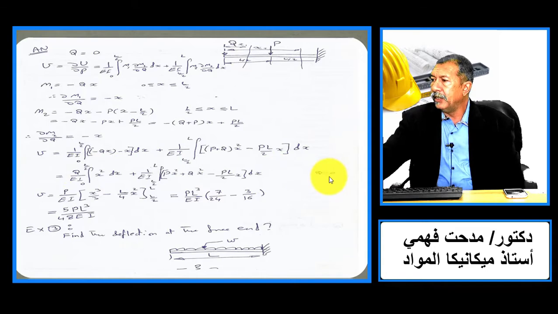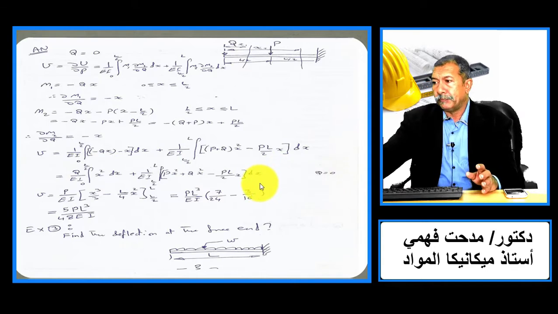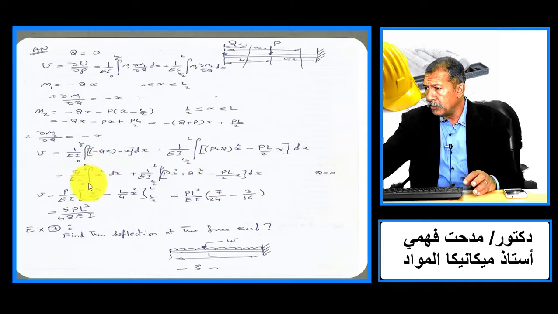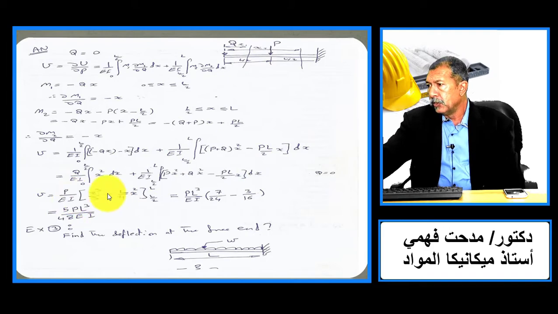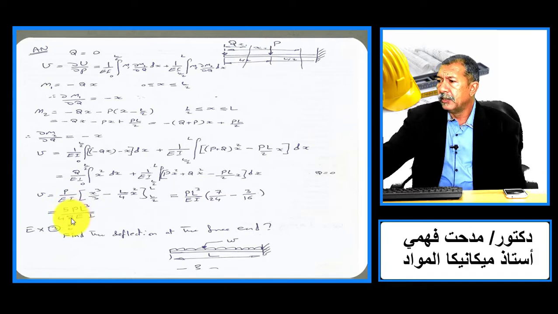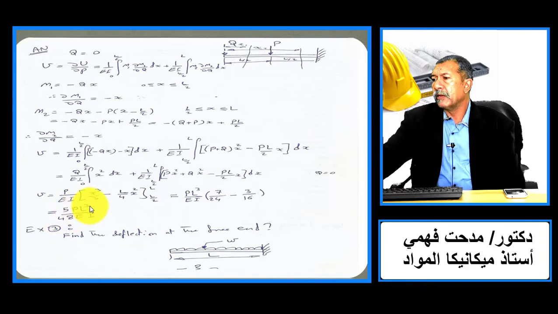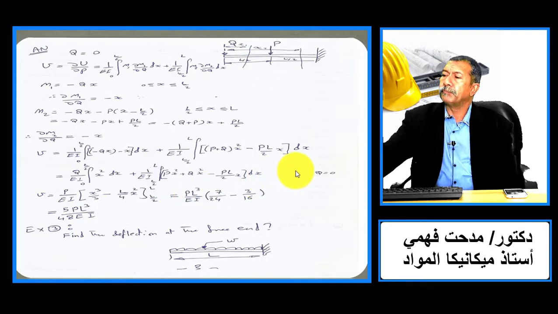In this new equation we must not forget that Q equals 0, so any part of the equation with Q inside is going to be 0. So we reach this equation, and we also have to integrate both sides as we said. At the end we reach B L cubed over EI times 7 over 24 minus 3 over 16. If we unify the fractions here, we reach 5 over 48 B L cubed divided by EI.